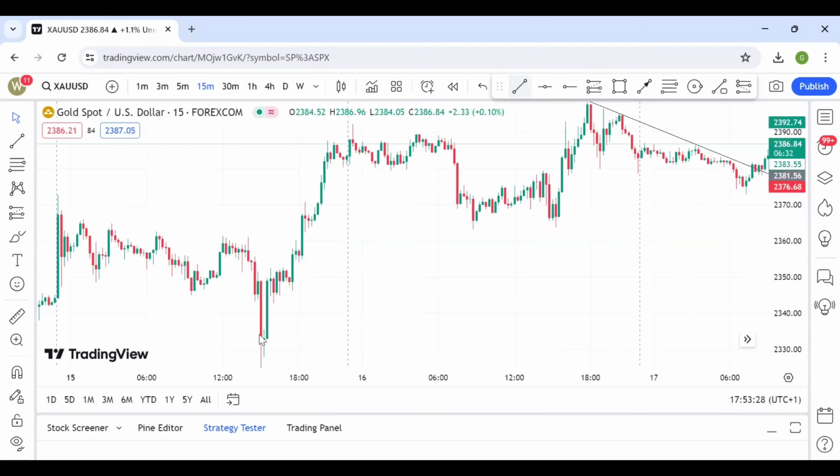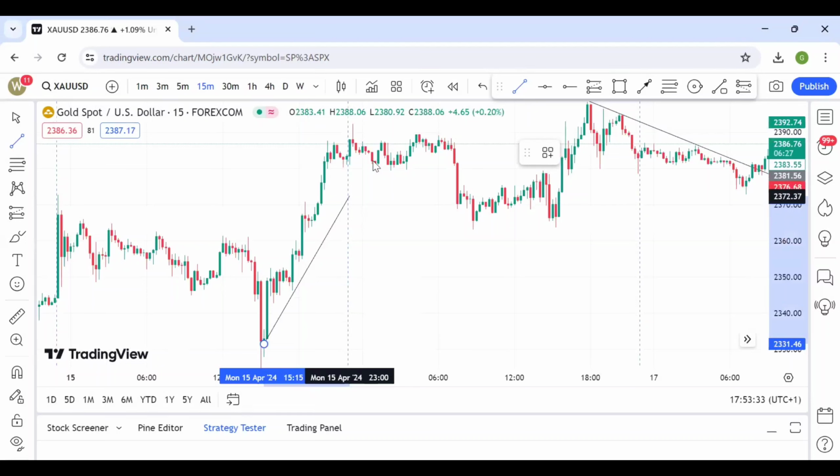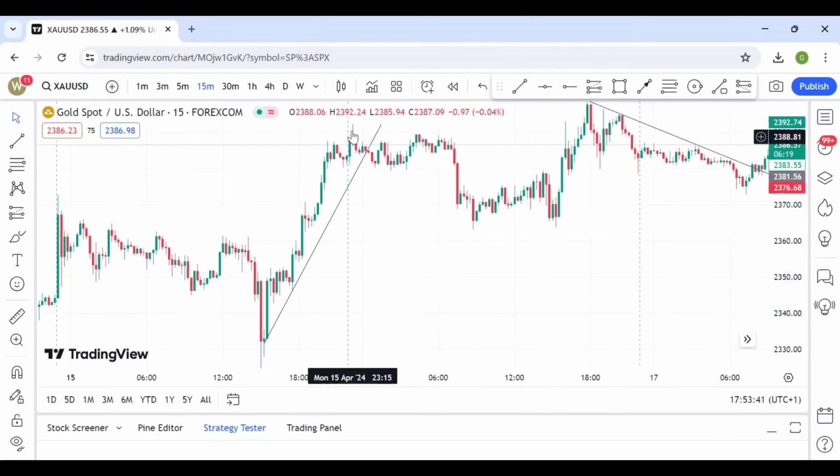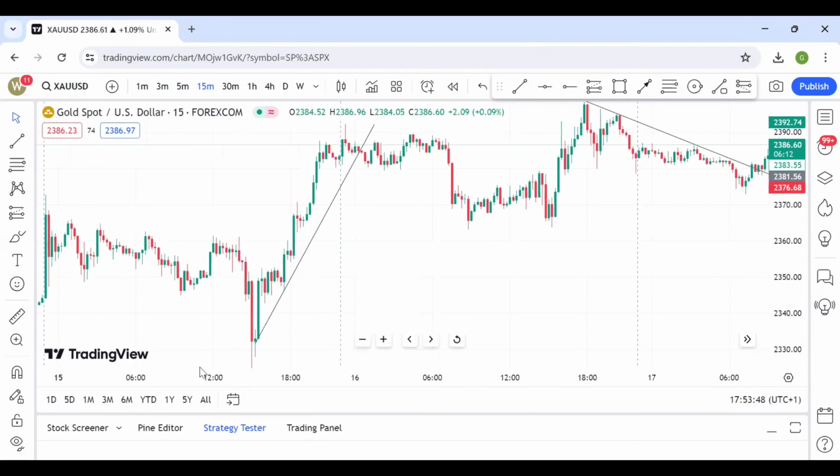Once I join one or two highs, you can see from here the market has been in an uptrend. Look at this candle. This is the shooting star candle that I was explaining. So let me expand it now. You see it clearly.